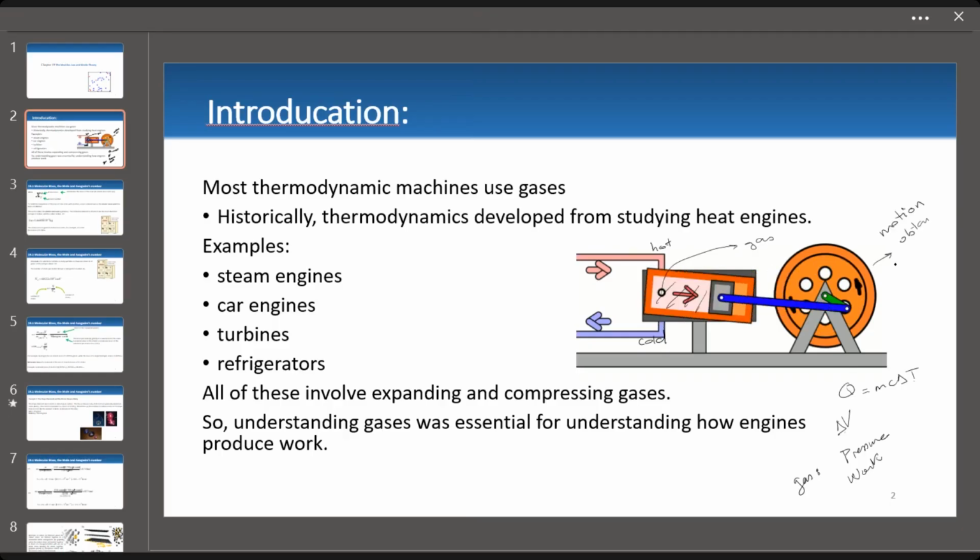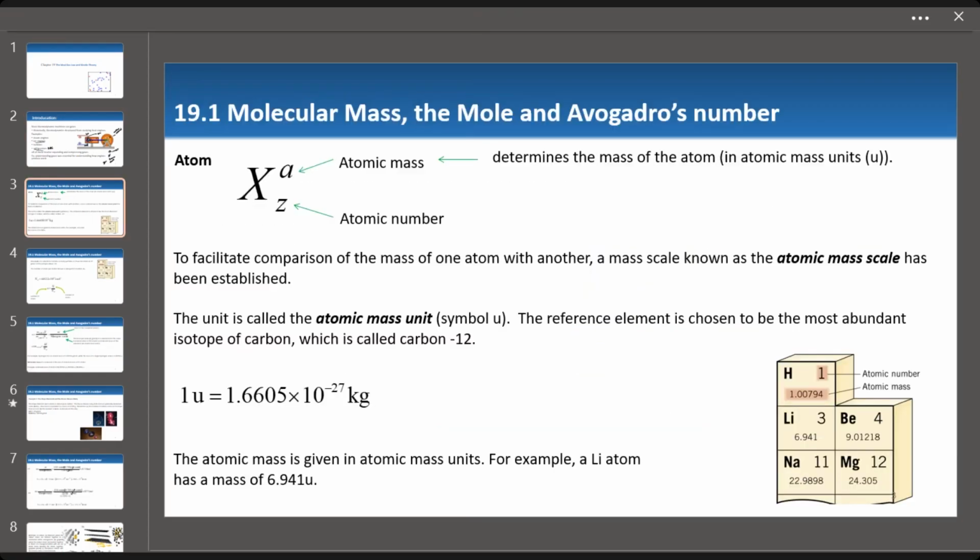This is basically how all engines work: car engines, steam engines, ship engines, and these are also at the heart of the operation of refrigerators and air conditioners. That's why these are of particular interest. We're going to be working on them in this chapter. Before we start working with the thermodynamic properties themselves, I want to remind you of some properties of atoms which we are going to be needing to study gases.